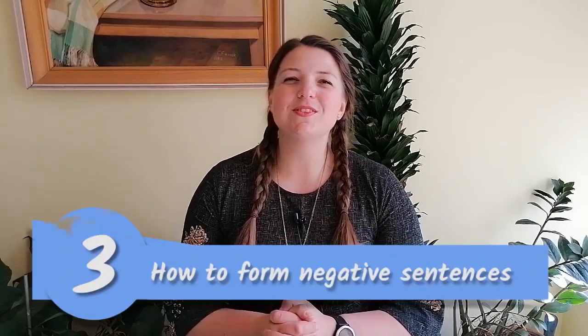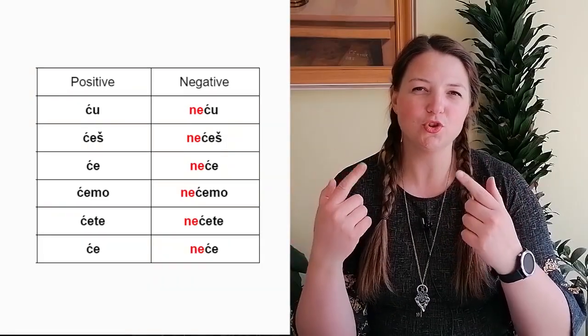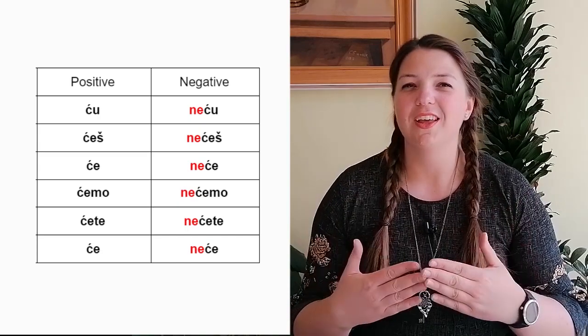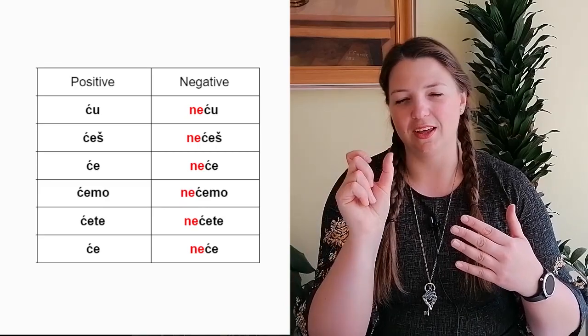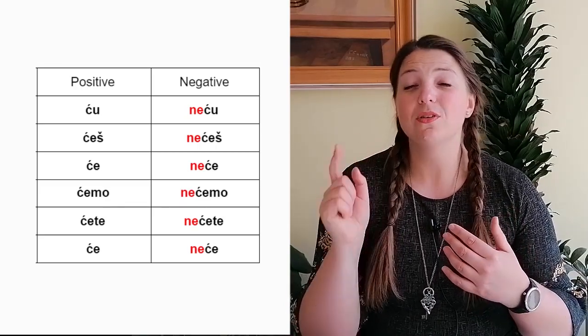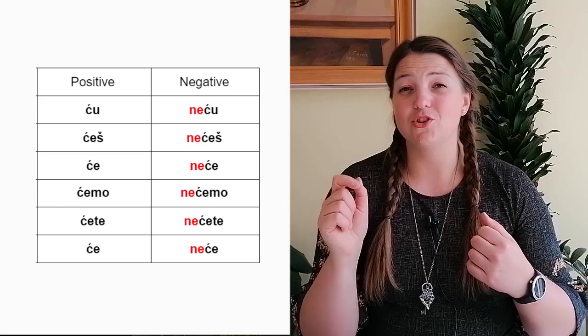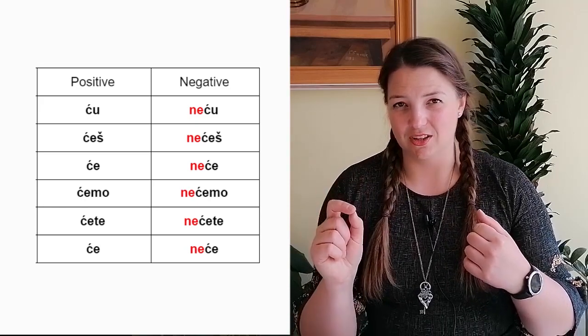Now, in order to make negative sentences, you need to negate the auxiliary verb. In order to make the negative form of the auxiliary verb, you would just use the prefix ne onto the shorter form of the auxiliary verb htjeti. So the auxiliary verb is ću, ćeš, će, ćemo, ćete, će. Now, if you want to negate it, you add the ne as a prefix. Neću, nećeš, neće, nećemo, nećete, neće.